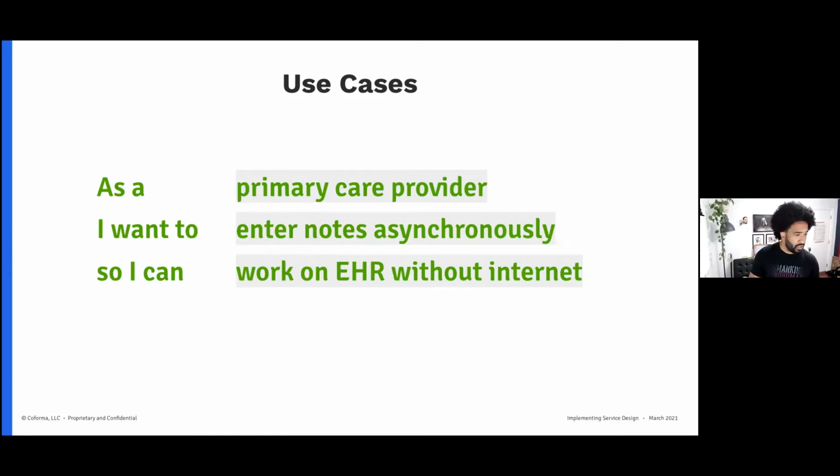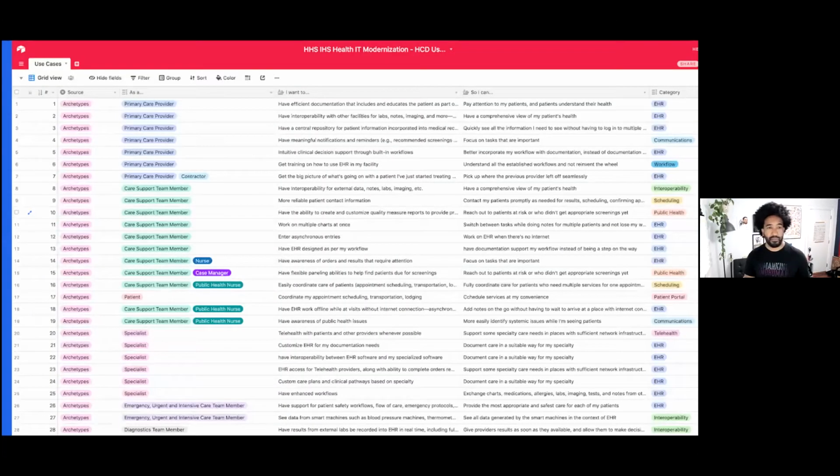And this is an easy way to understand what those blanks are, because we have a lot of someones that are part of the system, at least in the case of the Indian Health Service. One example was, as a primary care provider, they want to enter notes asynchronously so that they can work on the electronic health record system without internet. Obviously, this is a more advanced one. You can be as granular as you want, but the end result is going to be something like this.